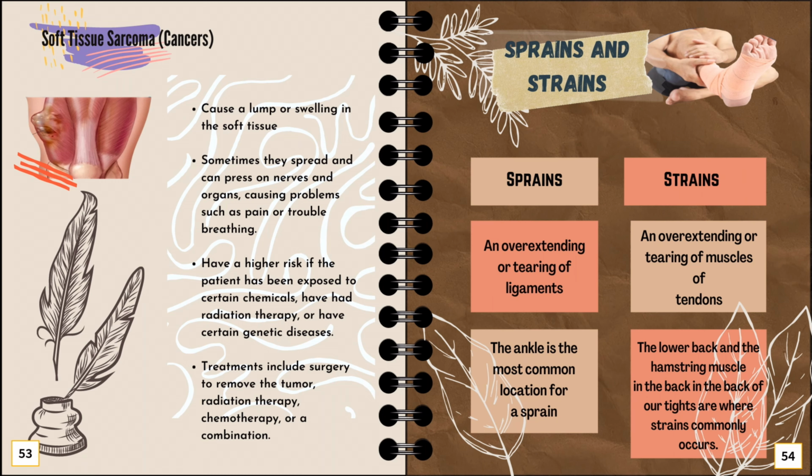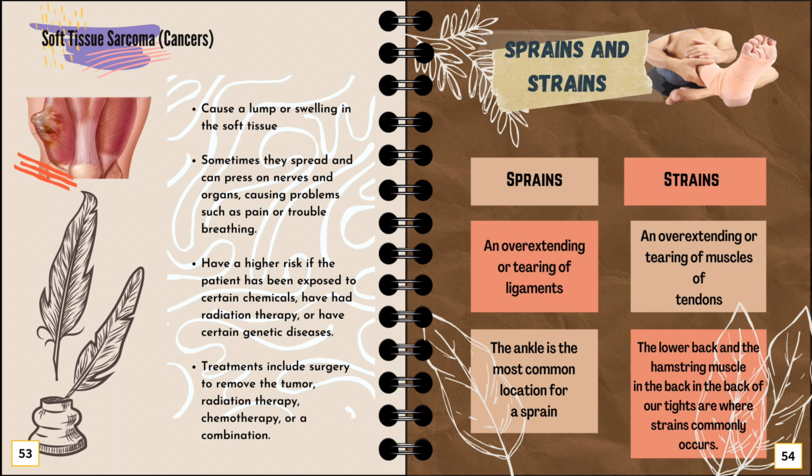The next example is soft tissue sarcoma. This is actually cancer. This cancer causes a lump or swelling in the soft tissue. Sometimes it spreads and can press on nerves and organs, causing problems such as pain or trouble breathing. The risk is higher if the patient has been exposed to certain chemicals, has had radiation therapy, or has certain genetic diseases. Treatments for this cancer include surgery to remove the tumor, radiation therapy, chemotherapy, or a combination.